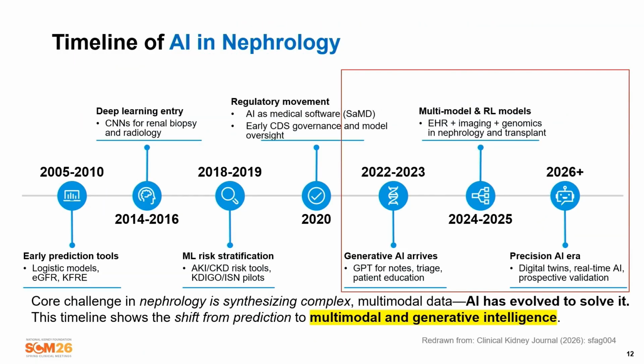This is a timeline of AI in nephrology. You can see that the trajectory of AI in nephrology is clear, from early prediction models that we are still using, for example KFRE, the kidney failure risk equation, developed by Dr. Navdeep Tangri, our ASN AI steering committee champion, back when I was a resident, to now, as a nephrologist, the generative AI foundation models, multimodal and reinforcement learning models, as well as the precision medicine era.